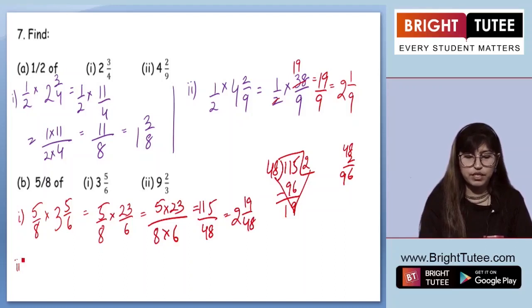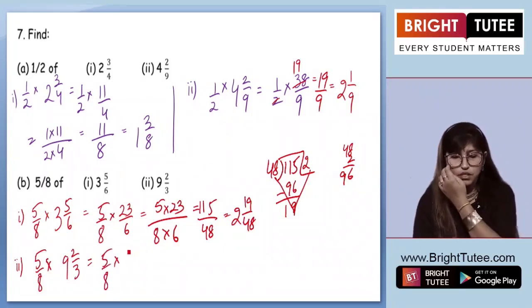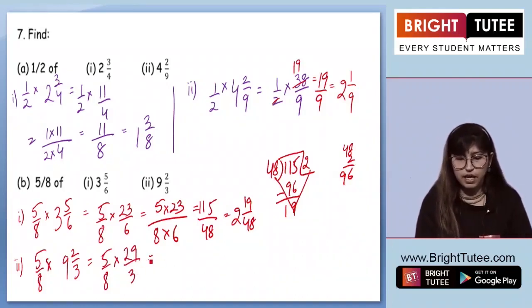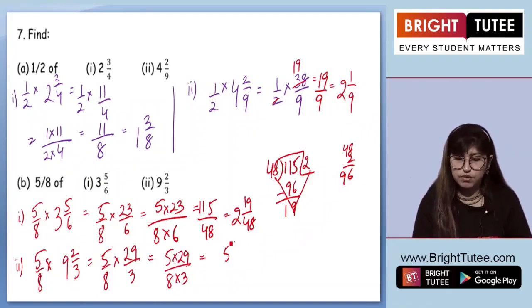Now let's move on to the second part. 5 by 8 of 9 2 by 3. Now 9 2 by 3 is 9 3s are 27 plus 2 is 29 by 3. Cannot cancel anything out. So we'll be left with 5 times 29 by 8 times 3, which is 29 times 5 is 145 upon 24.